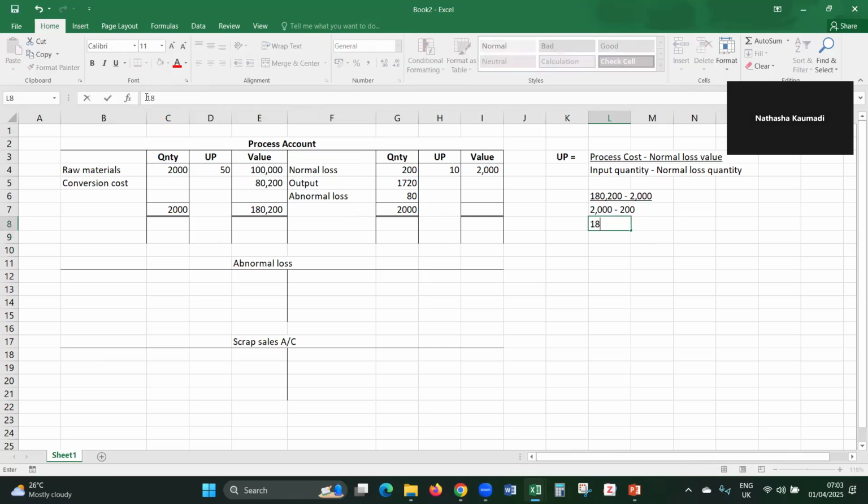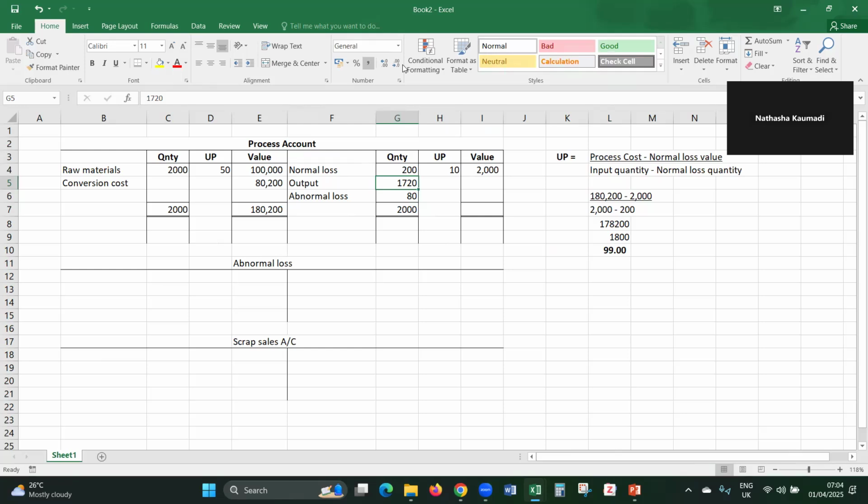Right. So I'm taking 180,200 minus 2,000, and then I'm taking 2,000 minus 200. 1,800, isn't it? 1,800. So if I divide 178,200 by 1,800, you get a value of 99, right? 99, exactly 99. Okay, that is your unit price.